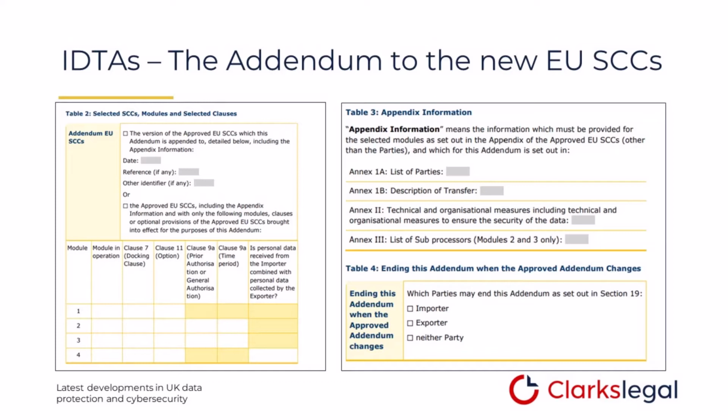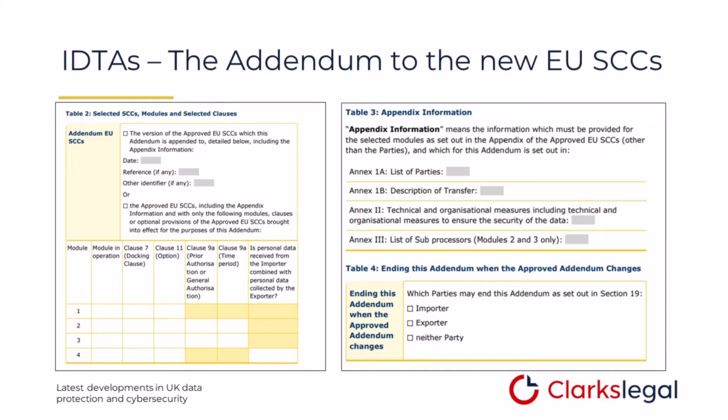Moving to table 3, we can see that you are allowed to set up where the appendix information is located. And again, this could be by reference to a set of existing EU SCCs, a master agreement, or you could add a specific schedule to the addendum if using it standalone. However, you will need a separate EU SCCs in conjunction with the addendum, so you cannot avoid having two documents.